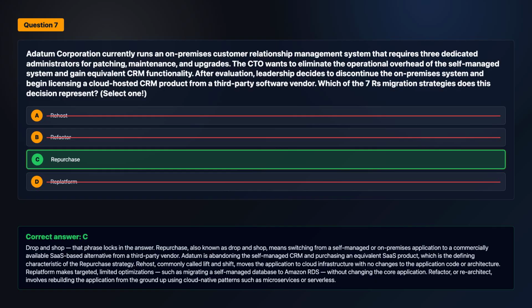repurchase strategy. Rehost, commonly called lift and shift, moves the application to cloud infrastructure with no changes to the application code or architecture. Re-platform makes targeted, limited optimizations, such as migrating a self-managed database to Amazon RDS, without changing the core application. Refactor, or re-architect, involves rebuilding the application from the ground up using cloud-native patterns such as microservices or serverless.